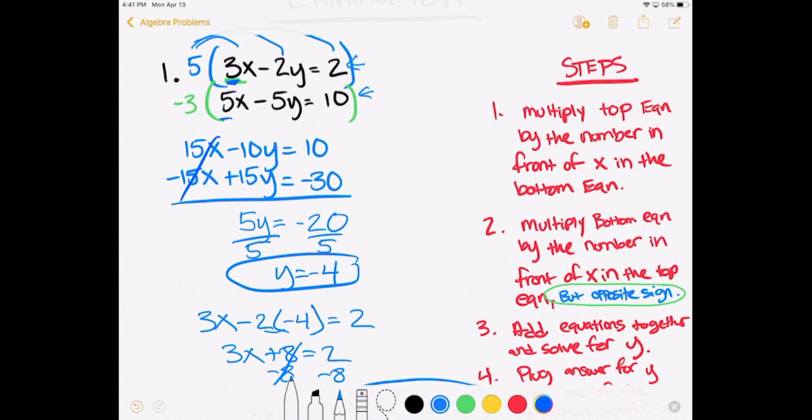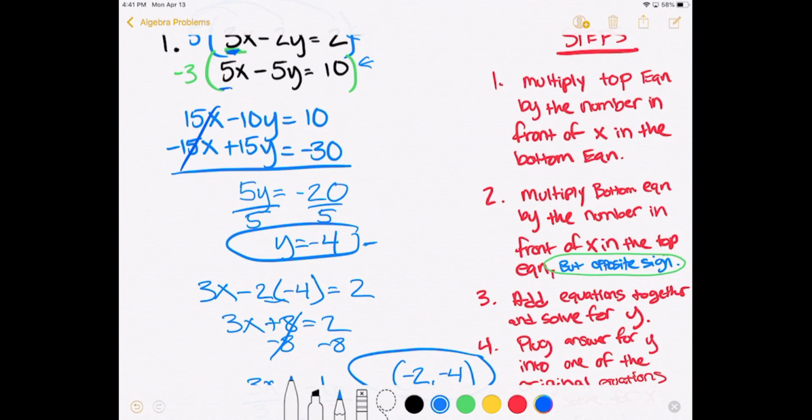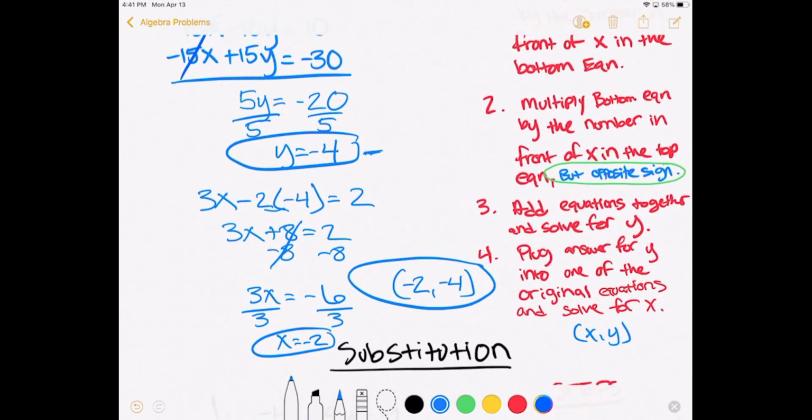When I add the two equations that I just created together, my x's eliminate. That's why it's called elimination. And then I solve for y. And then I take that answer and plug it back into one of the original equations and solve it for x. And that's how we did elimination.